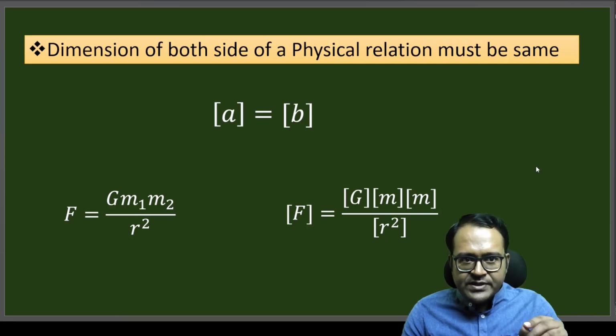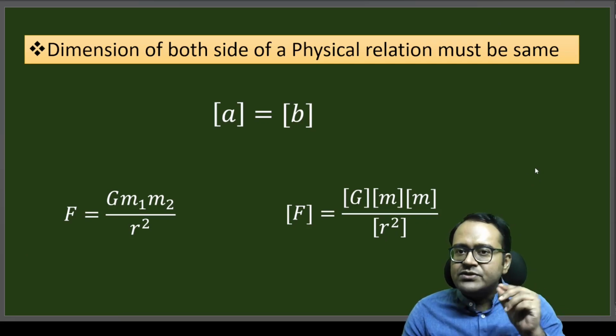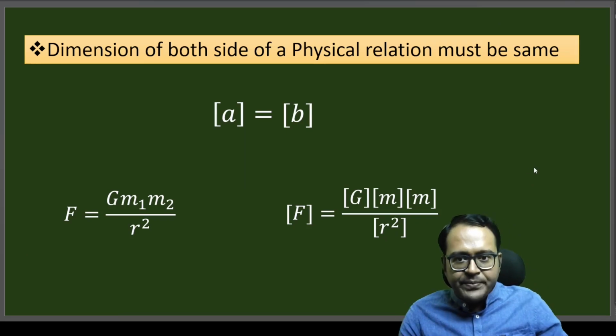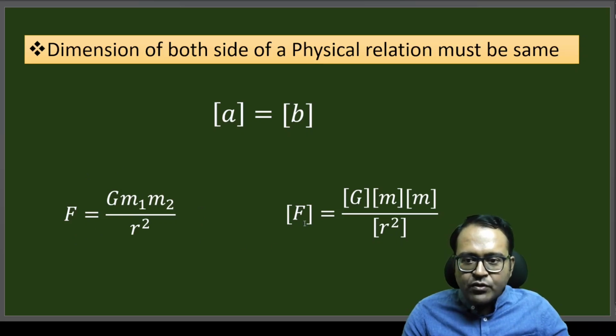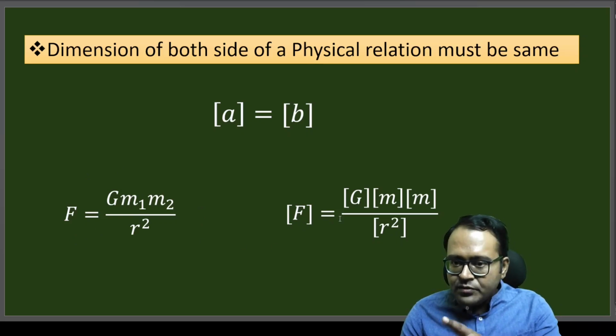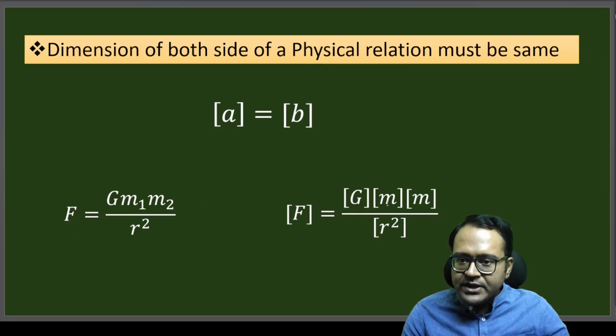So the first concept is the dimension of both sides of a physical relation must be same. If you have a physical relation, suppose A equals B, then the dimension of A and dimension of B must be same. Suppose you have your law of gravity. So in law of gravity, the dimension of force should be same as the dimension of the gravitational constant multiplied by dimension of two masses and divided by the dimension of length square.